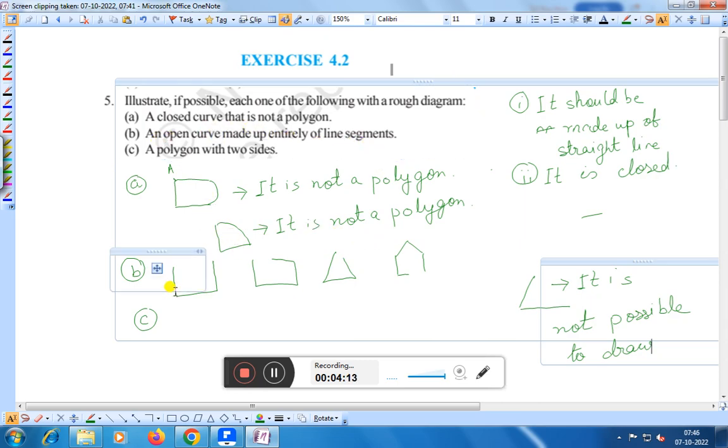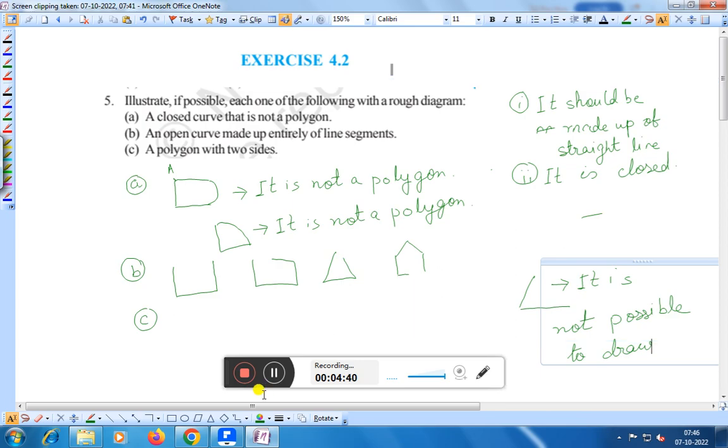An open curve made up of entirely line segments. You see there are three straight lines, but it is open, because the initial point and final point are not the same. Here also it is open, here also it is open, right? A polygon with two sides: if we make two sides, it is not closed, therefore it is not a polygon. Therefore we can say that it is not possible to draw a polygon with two sides. This is the solution of question number 5.